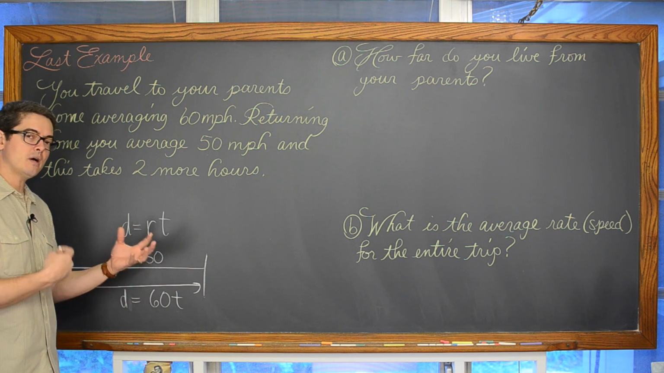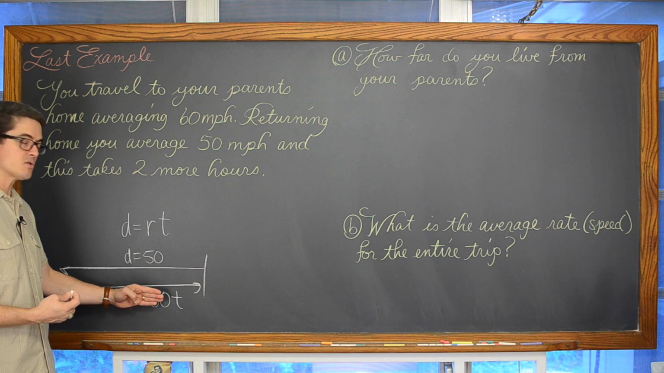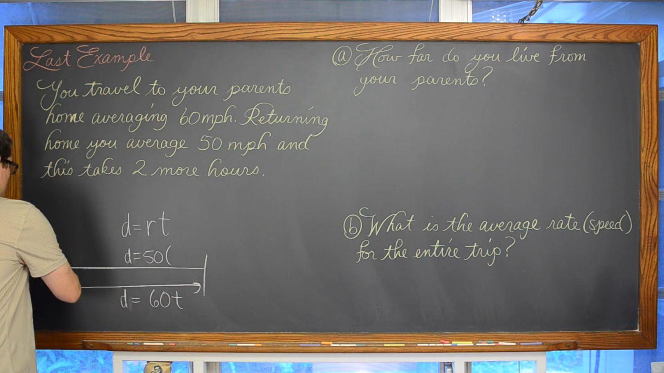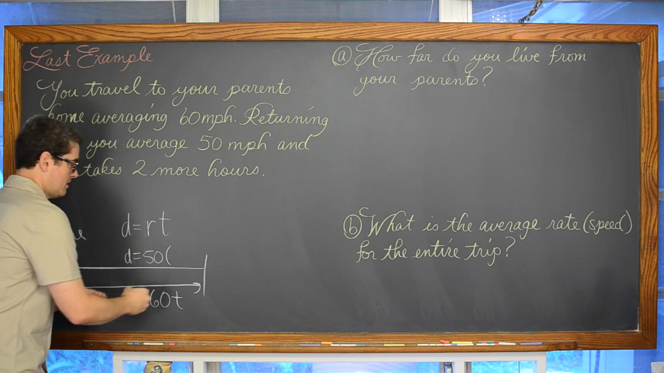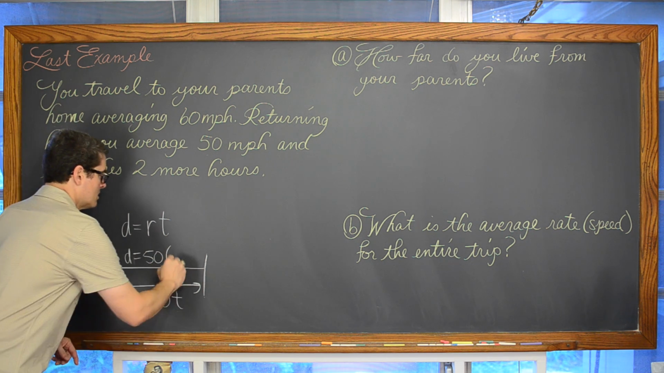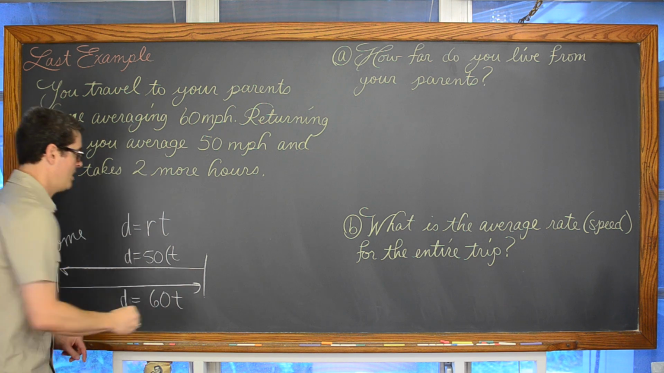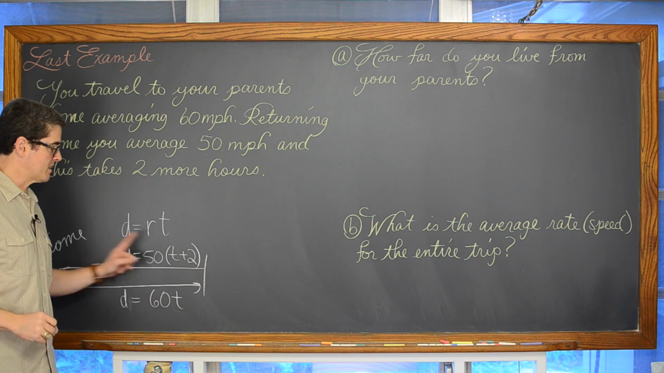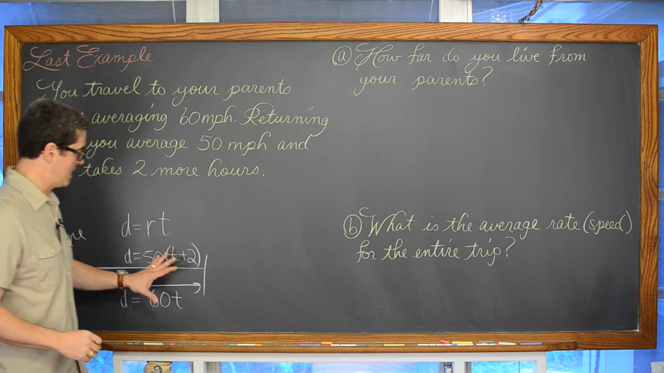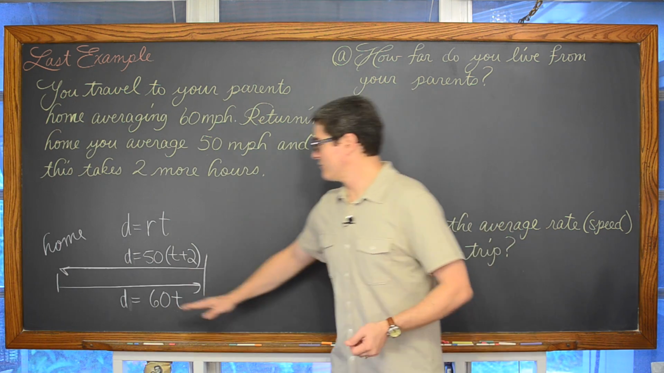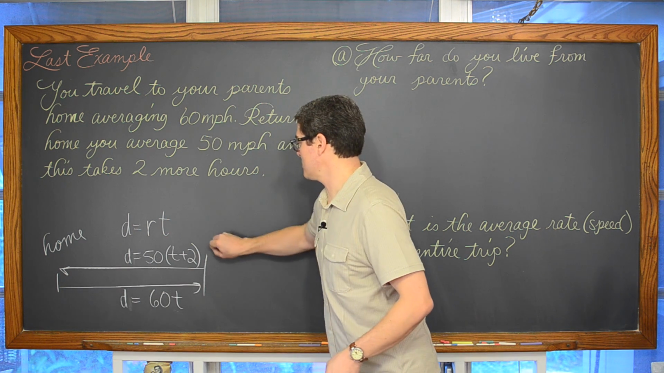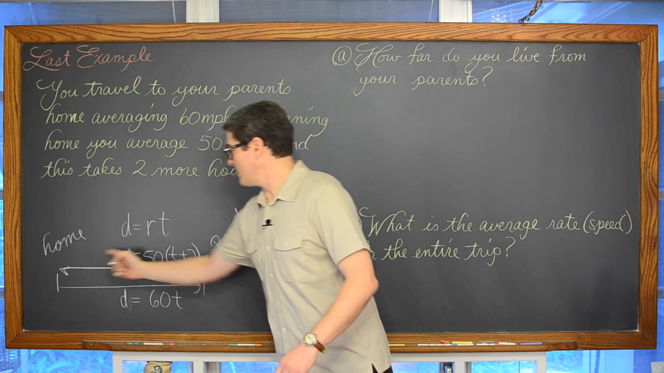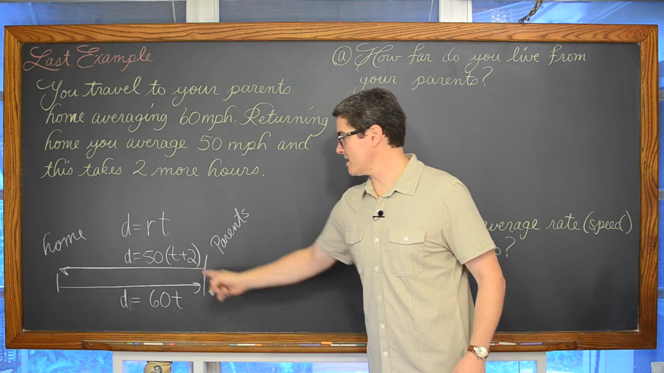So I do not know the time that each of these trips take, but I do know something about the trip home. Because you were going slower, it was whatever the time was to get to your parents, plus 2. It was 2 more hours to get home than it took to get there in the first place. Well, now I have an expression for the distance between home and your parents' house, 60t, and then getting home, 50, the rate, times time, t plus 2.